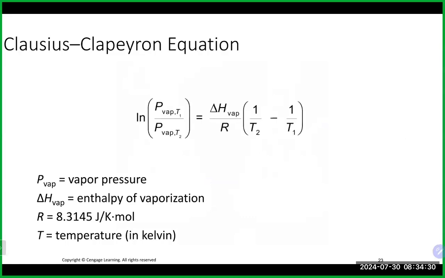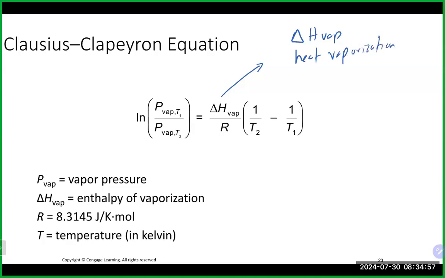Now, there's one way that you could calculate vapor pressure, and this was the Clausius-Clapeyron equation. It is the natural log of the vapor pressure at the first temperature divided by the vapor pressure at the second temperature equals the delta H of vaporization. The delta H of vaporization is sometimes referred to as the heat of vaporization.